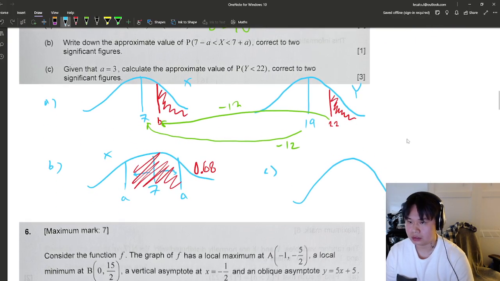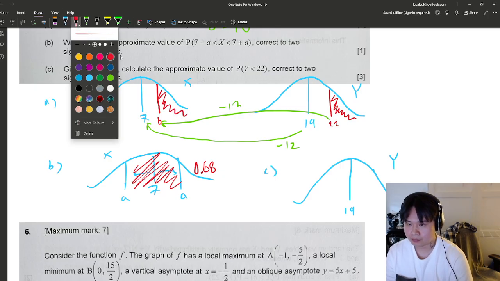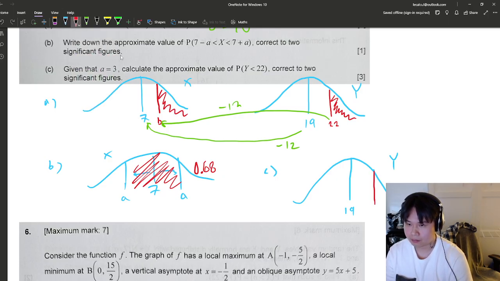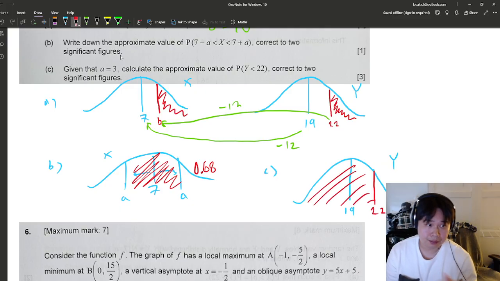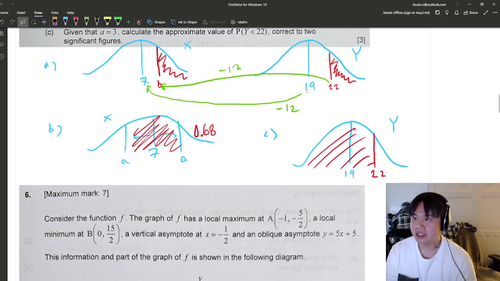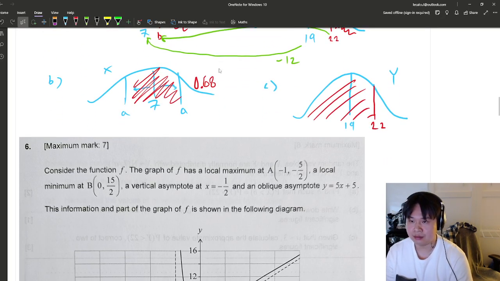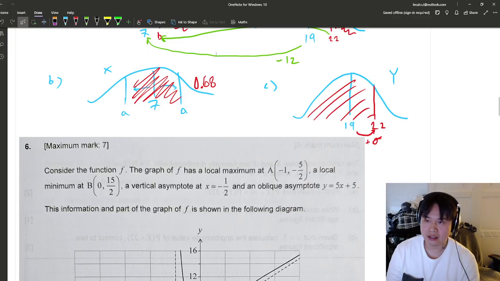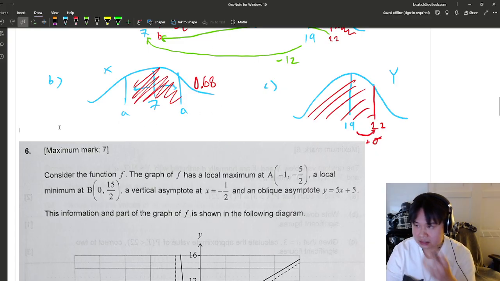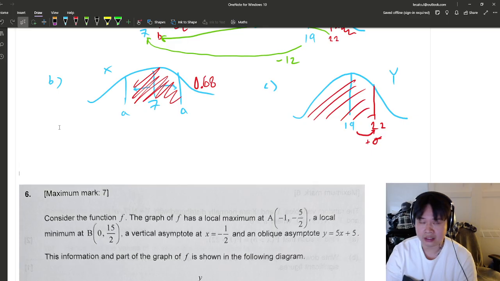Okay, so here's y, here's 19, 22, I'll use red. And we want to find this area or probability. And then again, because a is 3, this is one standard deviation away. That's a sigma. Therefore, we can use our things to figure out what this area is.